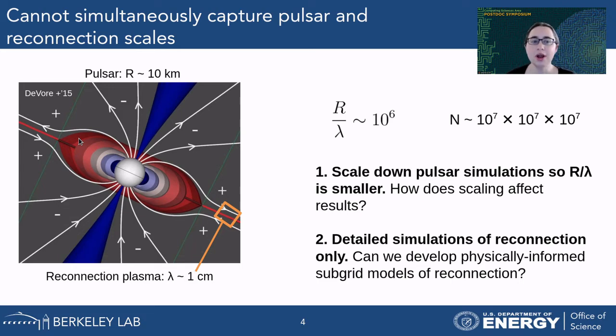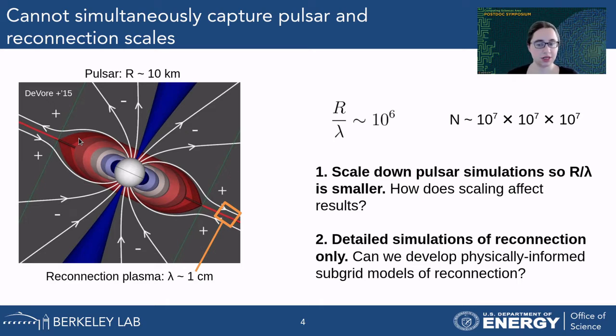And even if we were able to use mesh refinement on the current sheet, it would still be too computationally expensive since we'd still have to bridge another factor of 1,000 to 10,000 in resolution. So there are two alternative ways that we can proceed. One approach is to scale down the pulsar simulations, so this ratio of length scales is smaller. But then the question is, how does this scaling affect the results? Because the plasma scales are completely different than in the physical pulsar problem.